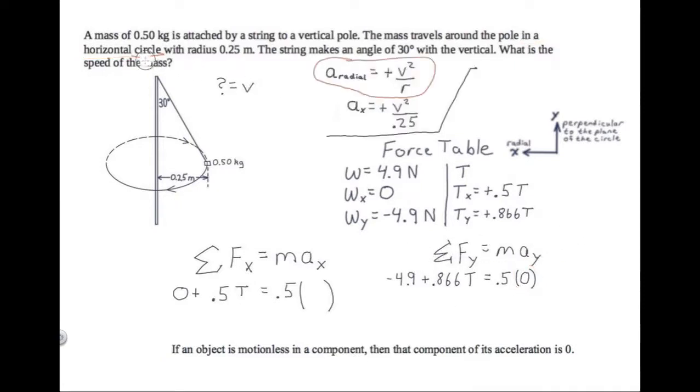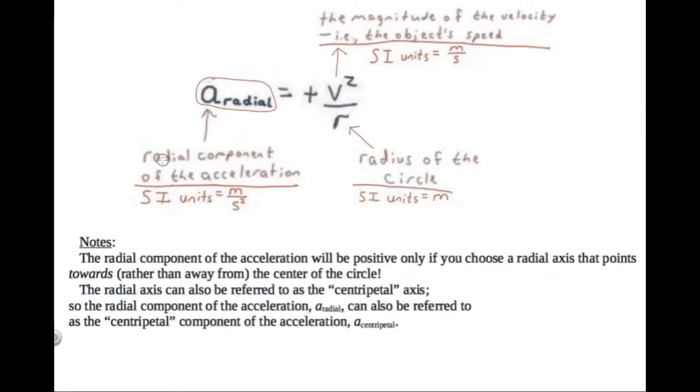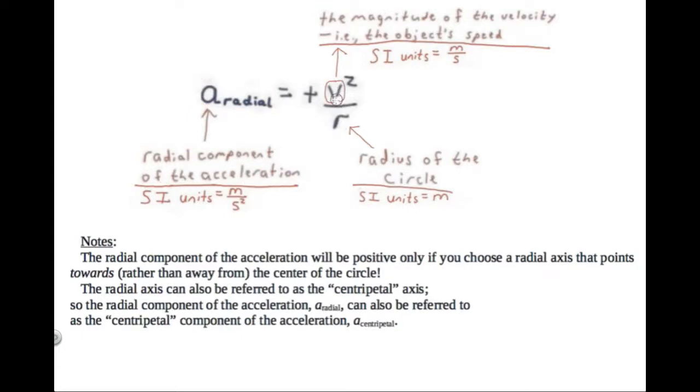Because the object is moving in a circle, we can use this formula, which applies to circular motion. Can you say exactly what each of these symbols stands for in this equation? Here's the answer to that. This symbol stands for the radial component of the acceleration. The symbol v, written without an arrow on top, stands for the magnitude of the velocity. The magnitude of the velocity vector represents the object's speed. The symbol r stands for the radius of the circle. This is a formula that we apply to problems that involve circular motion.